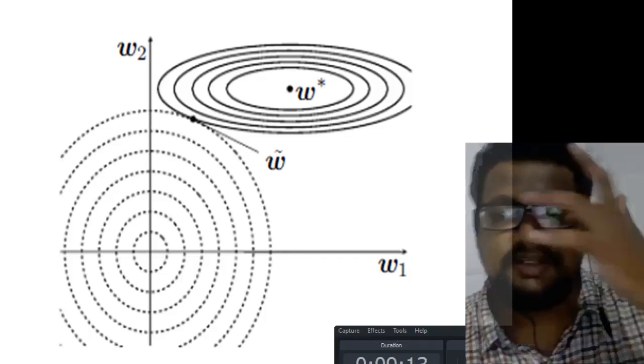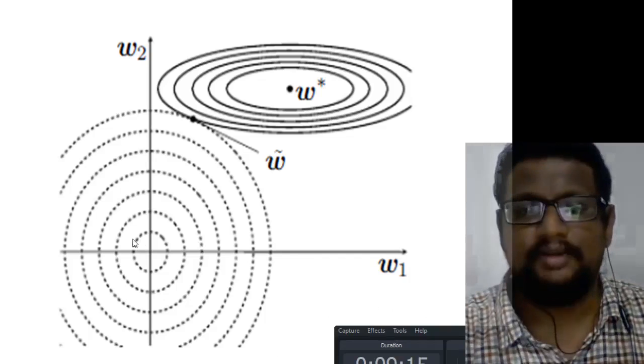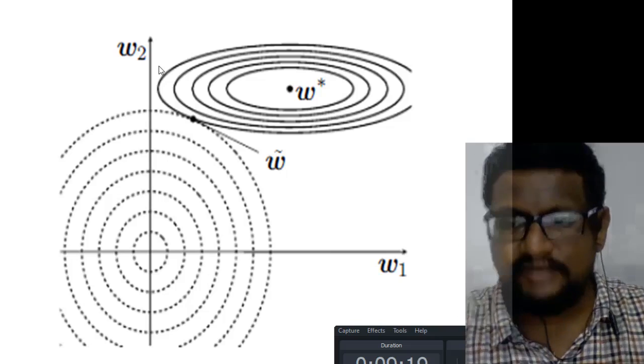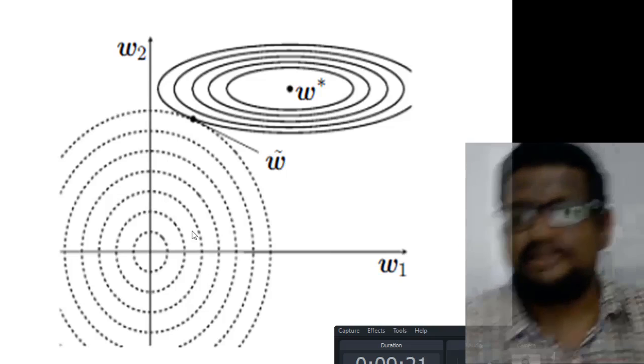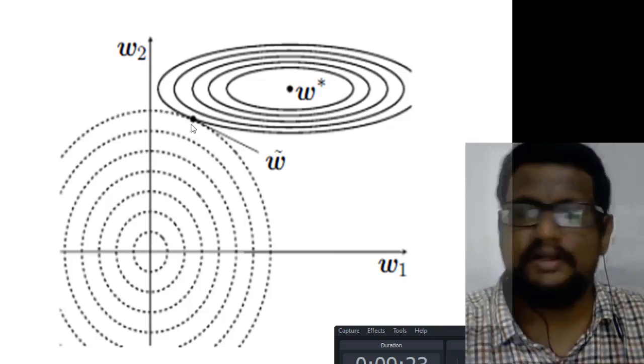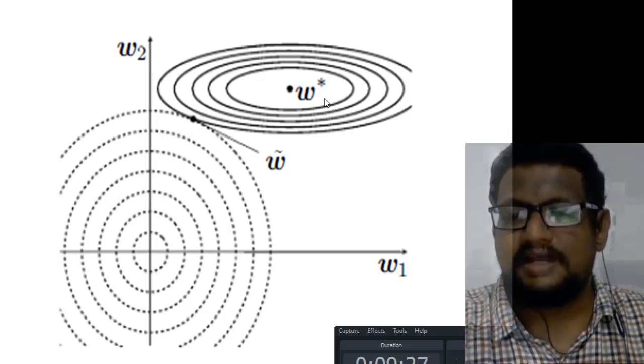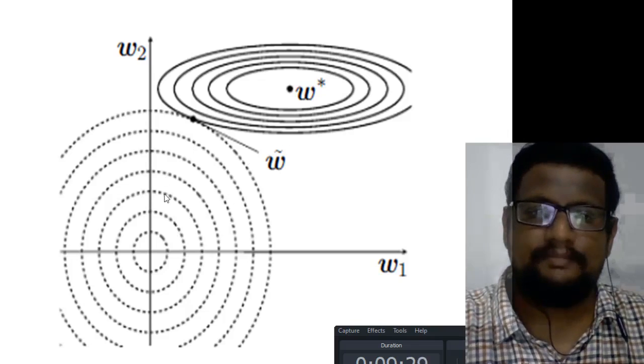And the figure shows the illustration of the L2 norm penalty between the two weights W1 and W2. We discussed multidimensional weights. For simplicity, we are discussing with the two-dimensional weights W1 and W2. What we can infer from here is this is W star, that is the unregularized weight, and this is W cap, that is the regularized weight.